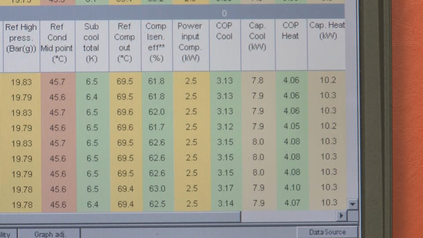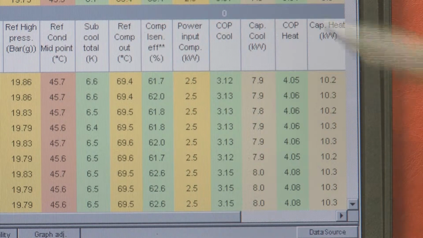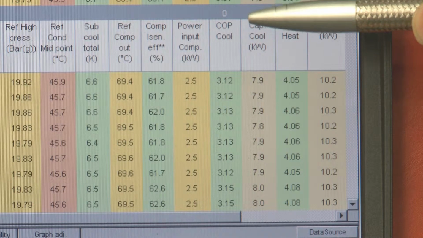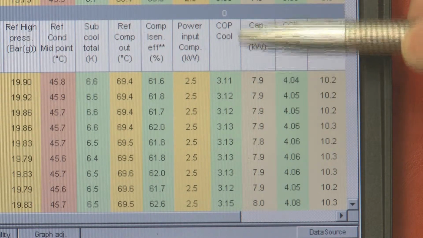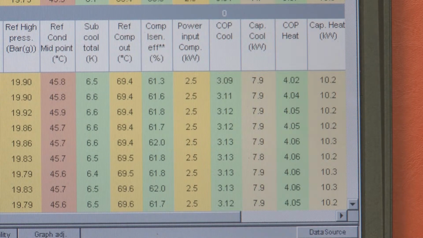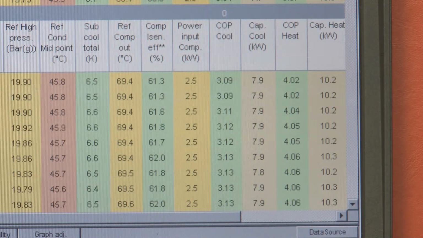Okay, so we've been retrieving data for 2 or 3 minutes now. So what are we looking at here? Well, we can see the cooling capacity, what the actual plant is doing for us. But also, again, what we're looking at in this instance is the coefficient of performance, or COP, of the cooling side. So what have we got? We've got around about 3.1. That's moving around a little bit. And we've got a cooling capacity of about 7.8.